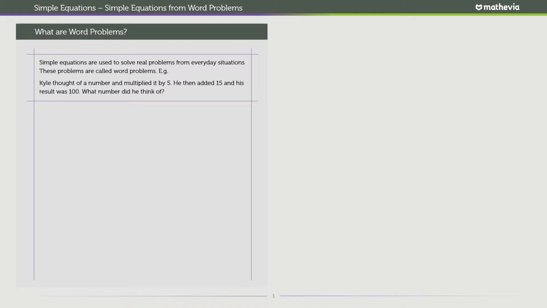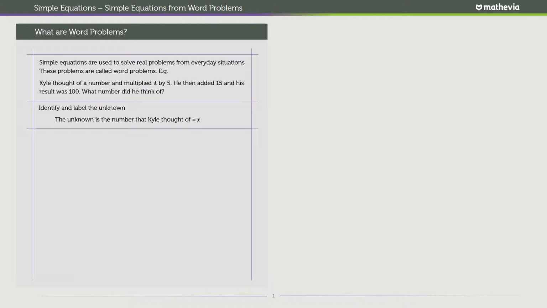Now, to solve this question, we need to form a simple equation from this word problem. And the way we go about this, the first thing we do is identify and label our unknown. In this case, we're looking for a number, the number that Kyle thought of. So we label this x. The number that Kyle thought of, we're going to call this x. That is our unknown, and this is the unknown that we're going to solve for using our simple equation.